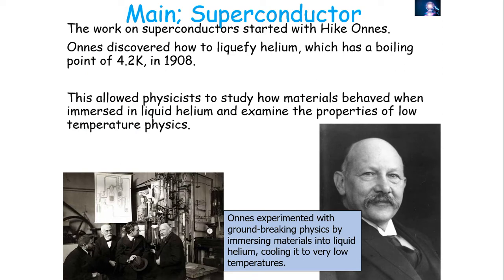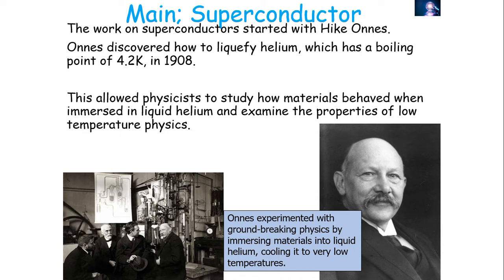Now, the work on superconductors started with a scientist called Onnes. Now, Onnes discovered how to liquefy helium, which happens at about 4.2 Kelvin, in 1908. When he worked this out, this allowed physicists to study how materials behaved at low temperatures because he could immerse substances in liquid helium and lower them to that temperature of 4.2 Kelvin.